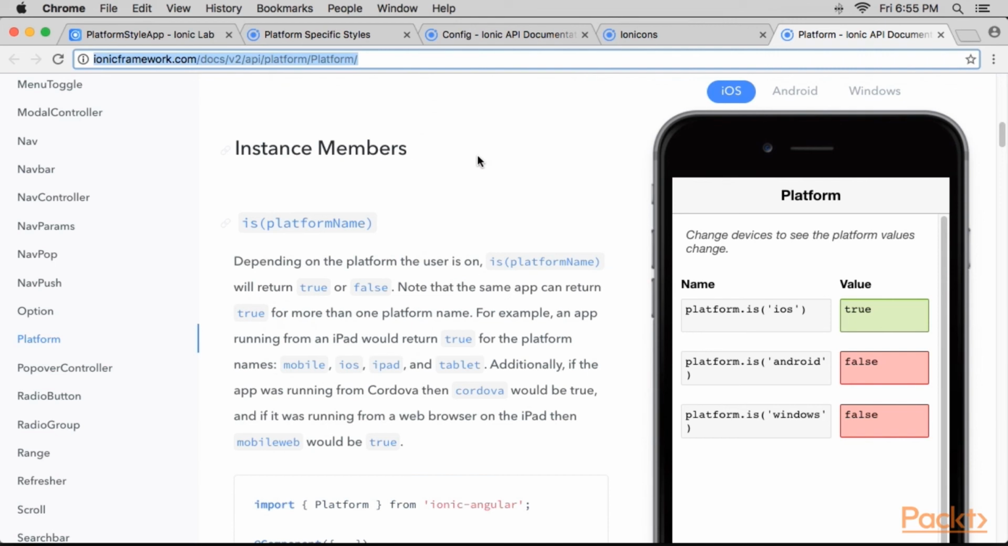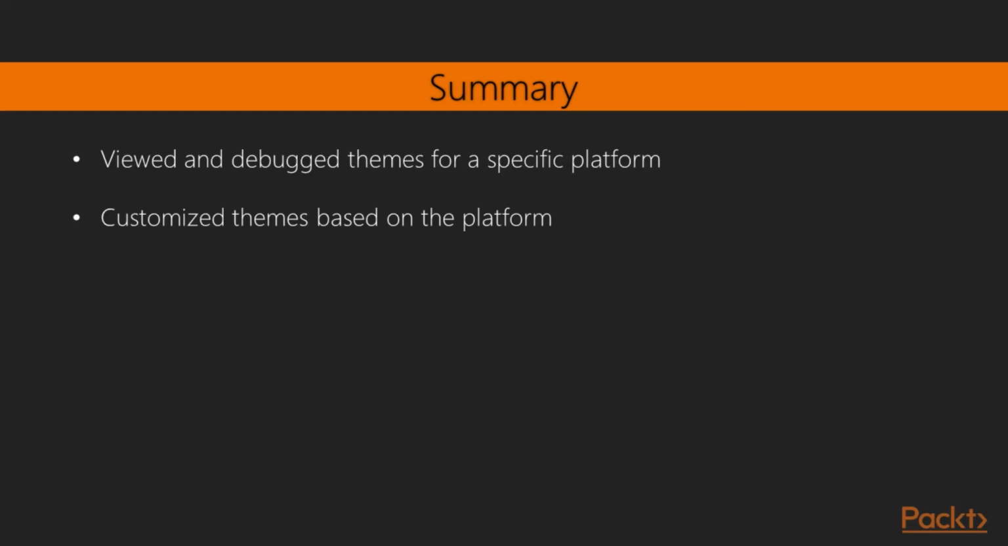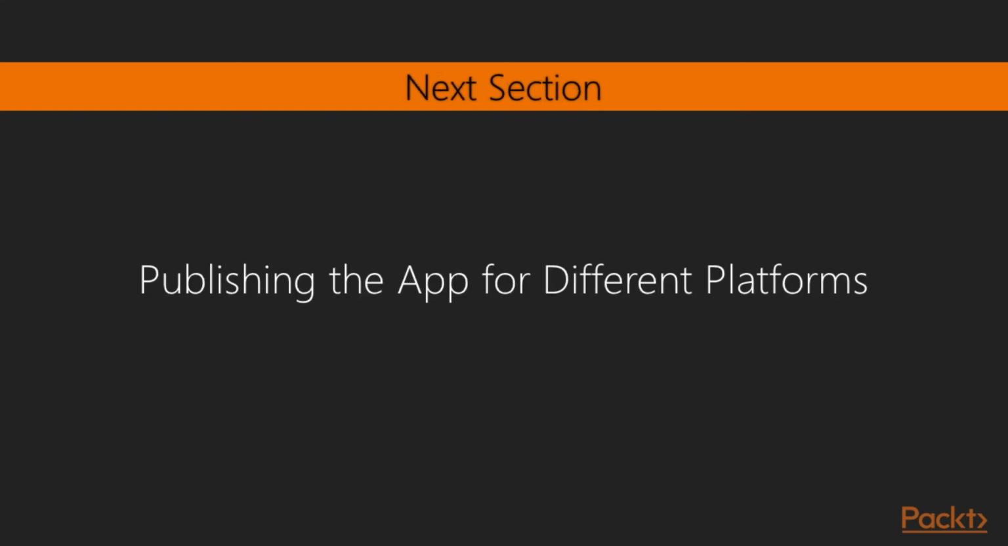So, we customized themes really well in this video. Let's have a quick and short recap of this section. In this section, we first viewed and debugged themes, and then customized themes depending on the platform. The next section will take us to publishing the app for different platforms.